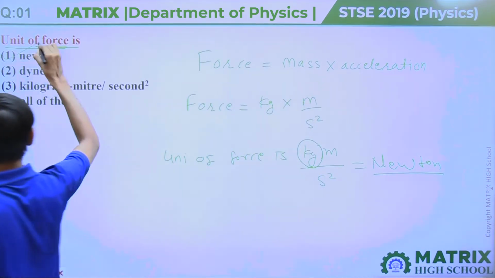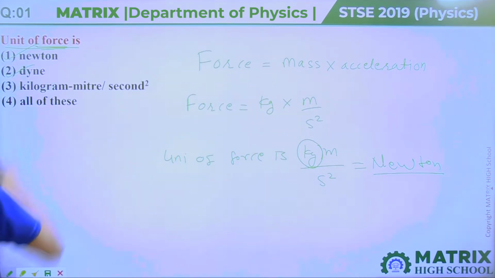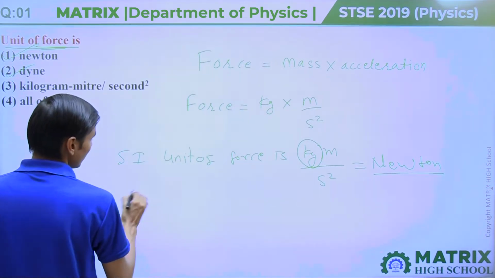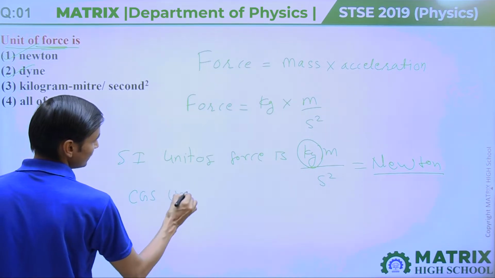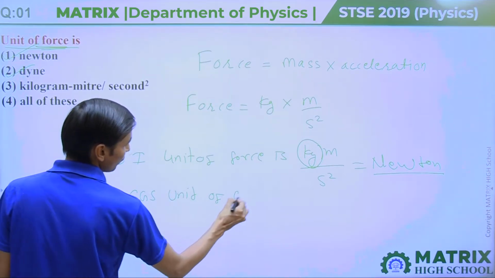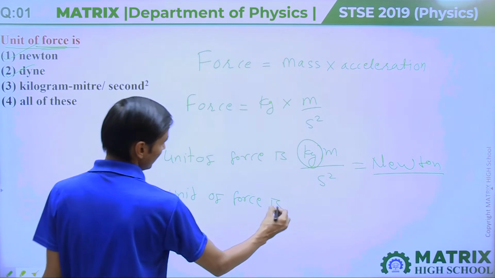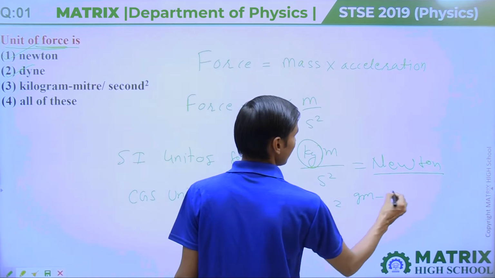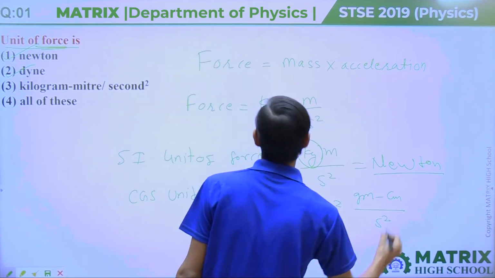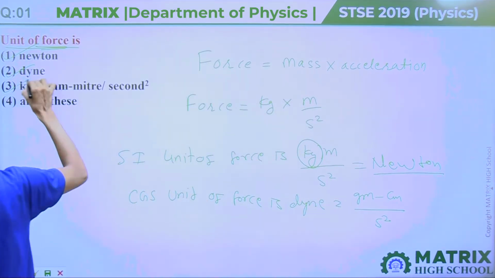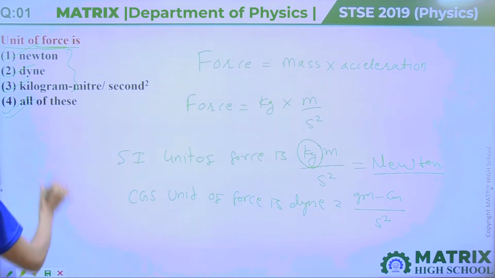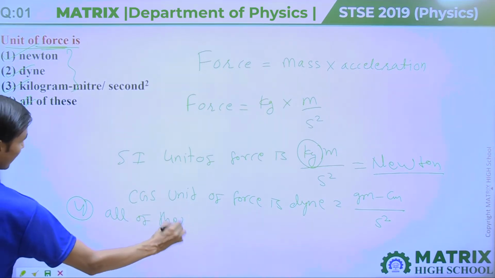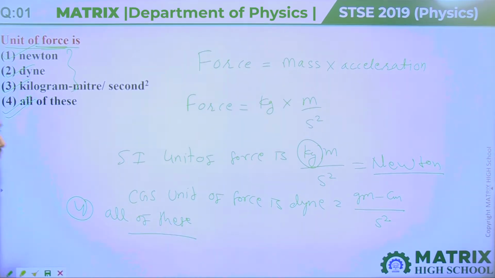So Newton is the unit of force. This is the SI unit. The CGS unit of force is dyne, and dyne equals gram centimeter per second square. So all three options are correct. The answer will be option 4. All of these are correct.